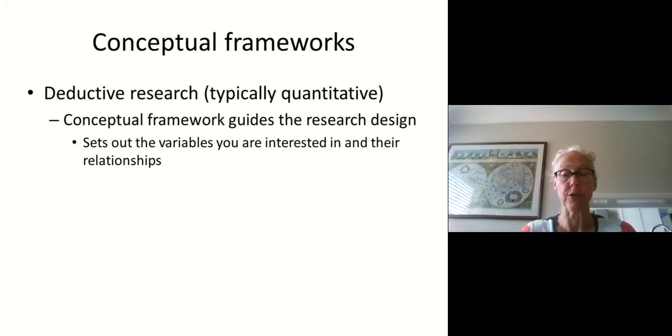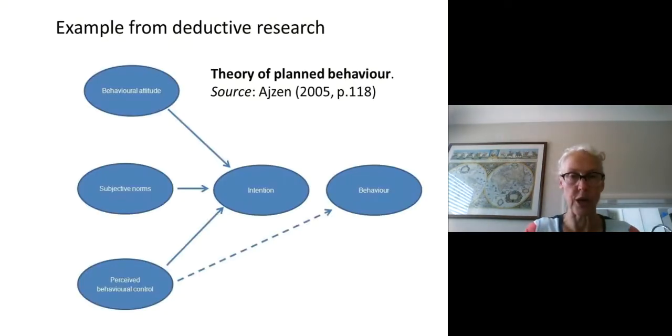Now, variables could be something like a question in a questionnaire. They can be things about people like their age or their gender, or a variable might be an attitude statement. So it sets out these variables that you're interested in and their relationship with one another. So I've got a classic one here.